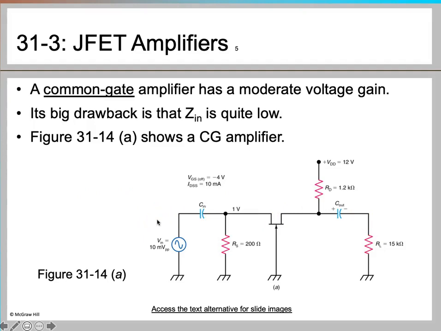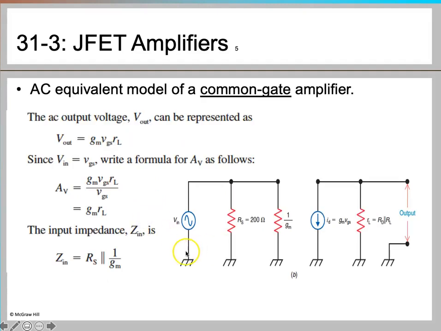Now we're going to see the AC model for this particular circuit. This is the AC model. This is the input voltage, and RS is the source resistance. 1 by gm represents the transconductance, and this symbol represents the current source, and the current here is ID, which is equal to gm VGS. RL will be equal to the parallel combination of RD and capital RL, which is the load resistance. And here you get the output.